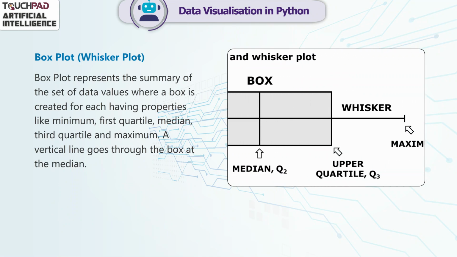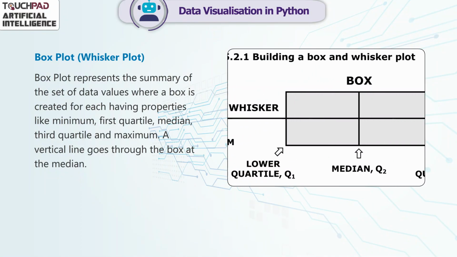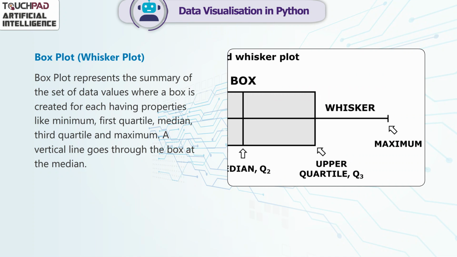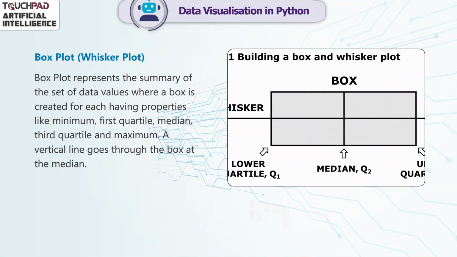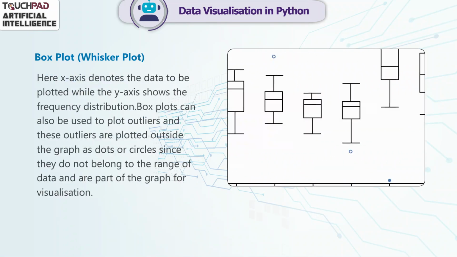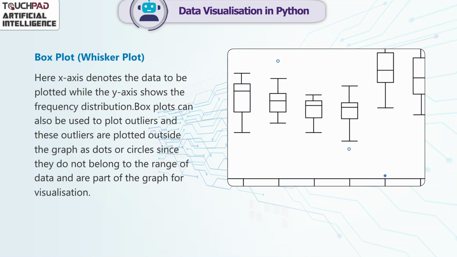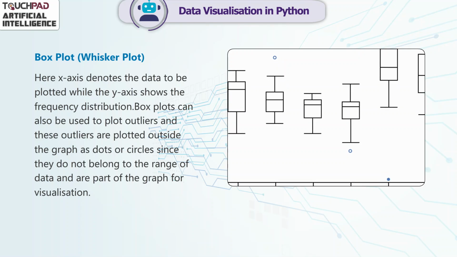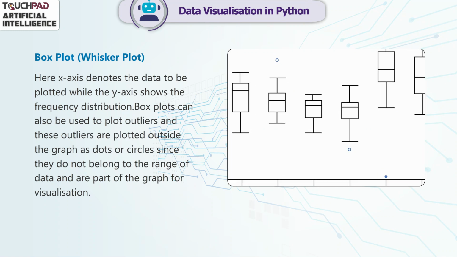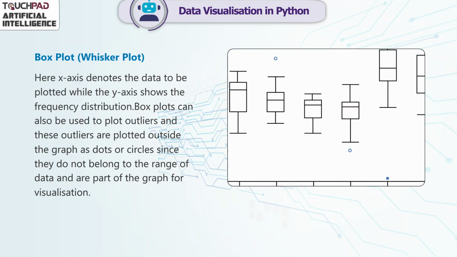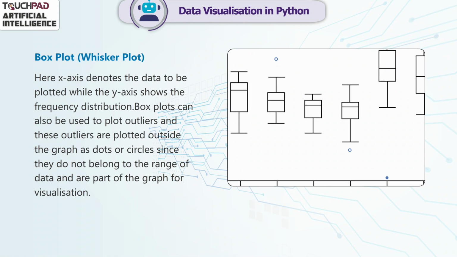Box plot, whisker plot. Box plot represents the summary of the set of data values where a box is created for each, having properties like minimum, first quartile, median, third quartile, and maximum. A vertical line goes through the box at the median. Here, the x-axis denotes the data to be plotted while the y-axis shows the frequency distribution. Box plots can also be used to plot outliers, and these outliers are plotted outside the graph as dots or circles since they do not belong to the range of data and are part of the graph for visualization.